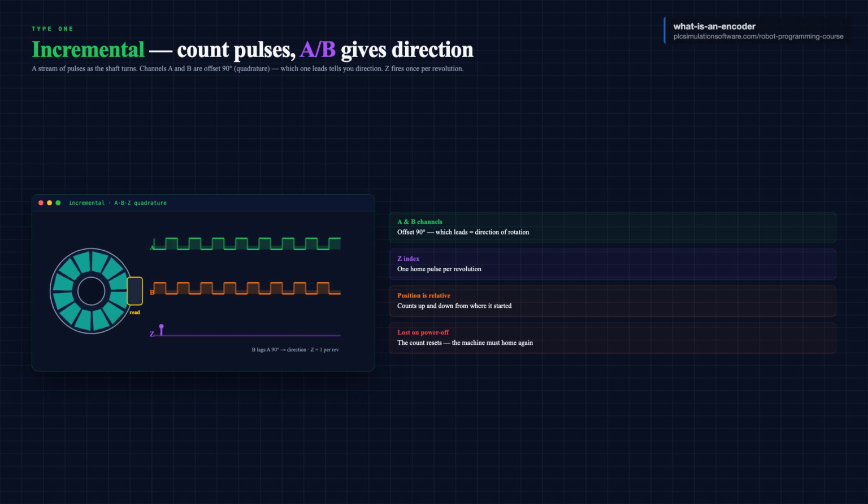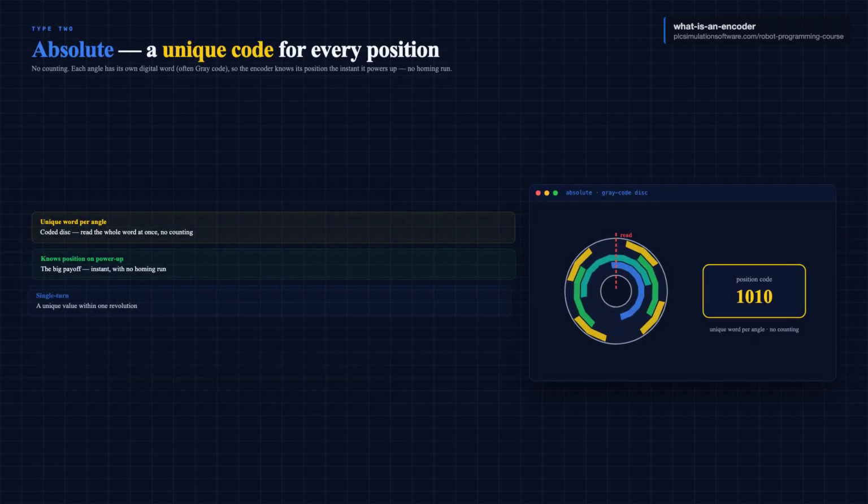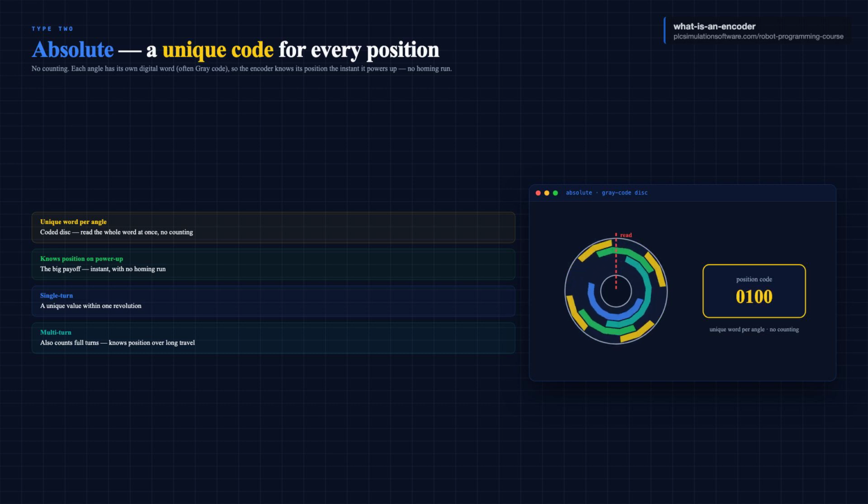Second type, the absolute encoder. An absolute encoder solves that power-off problem. Instead of counting pulses, every position on the disk has its own unique digital code. The disk carries a coded pattern, often in gray code, and the sensor reads the whole word at once. So at any instant, the encoder outputs a number that means this exact angle. No counting required. The big payoff comes at power up. The moment it switches on, an absolute encoder already knows its position. No homing, no reference run.